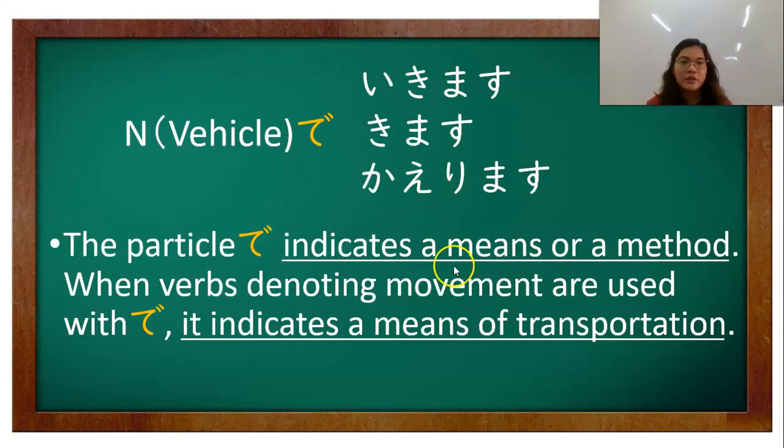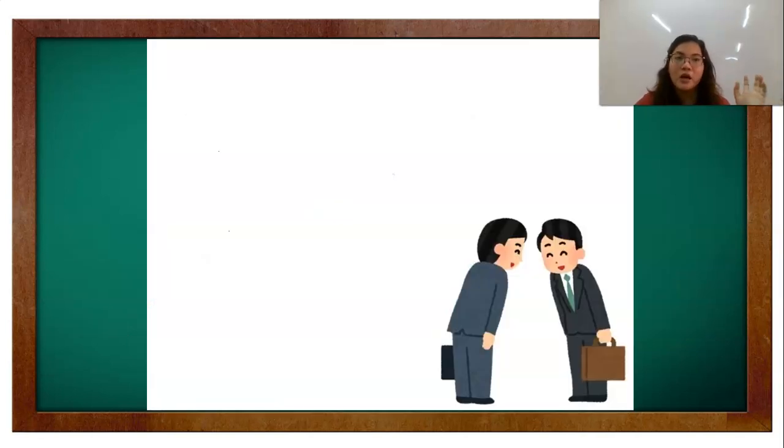Okay, next sentence pattern here is noun vehicle de, ikimasu, kimasu, kaerimasu. The particle de indicates a means or a method, and when verbs denoting movement are used with de, it indicates a means of transportation. Let's use ikimasu. I'll go by train. The by there is the particle de.